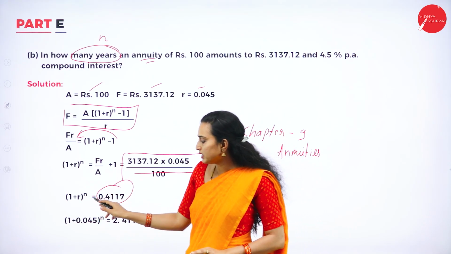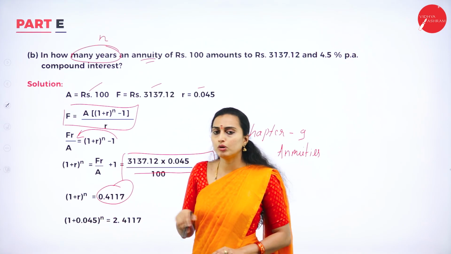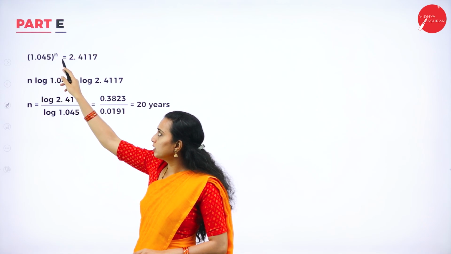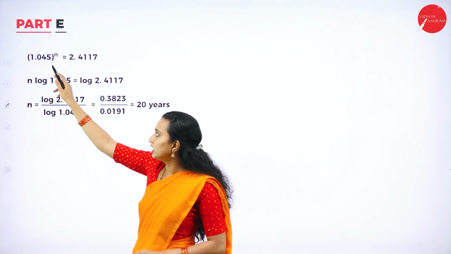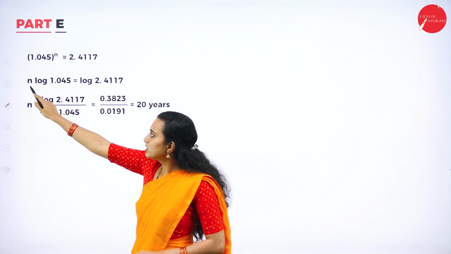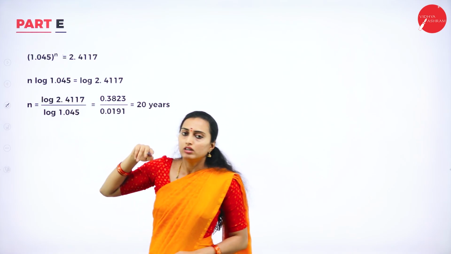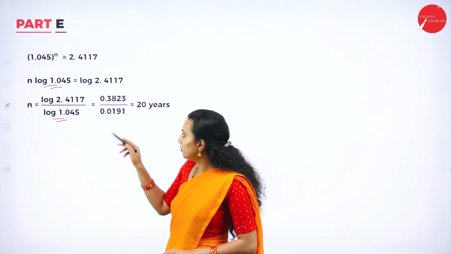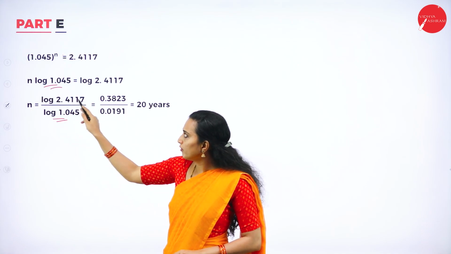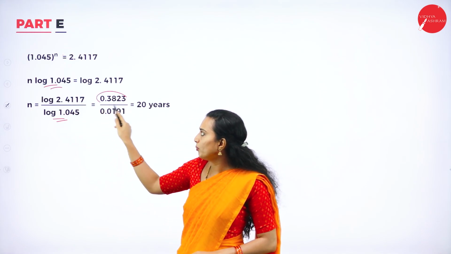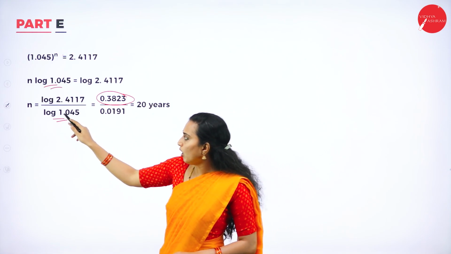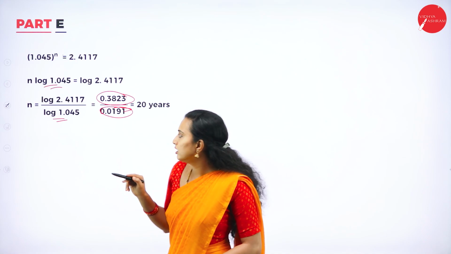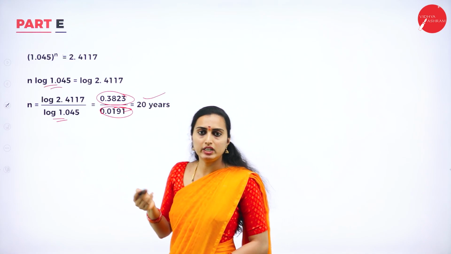2.4117. So 1 plus R to the power of N is 1.045 to the power of N. Taking log on both the sides, log M power N is N log M. Then cross multiplying to the right hand side, it gives log 2.4117 is 0.3823 and log 1.045 is 0.0191, which will give you 20 years.